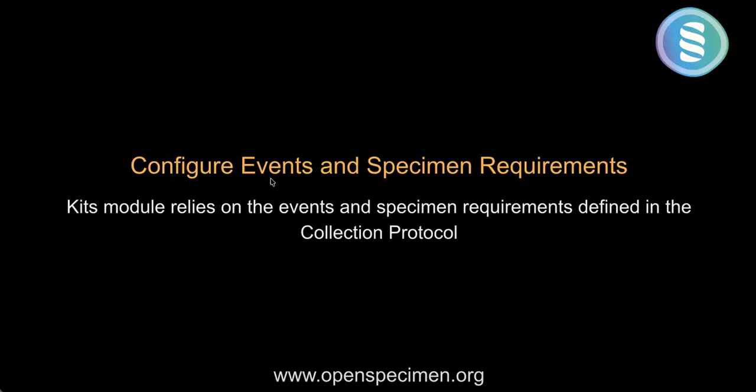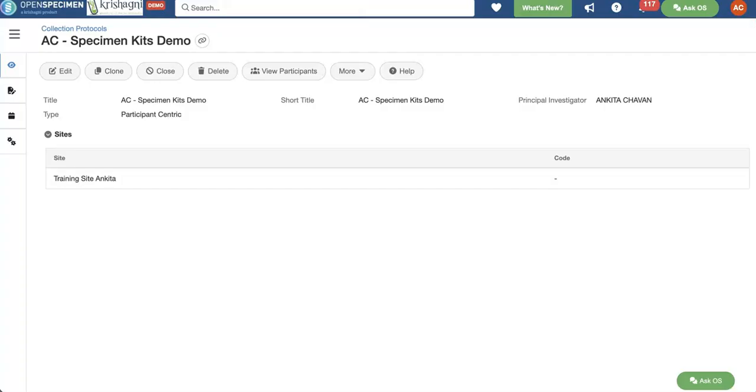So let's first start with the first part of configuring events and SRs, specimen requirement. A kit module in OpenSpecimen relies on the events and specimen requirement defined in the collection protocol, which basically tells what specific specimens are going to be collected at what time point. Okay, so let's first configure them.